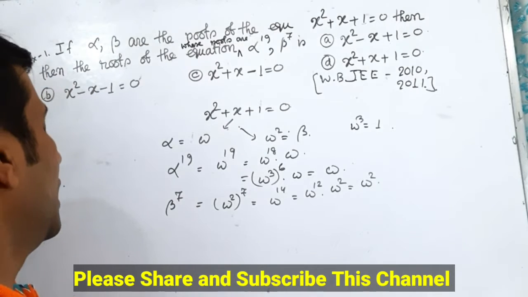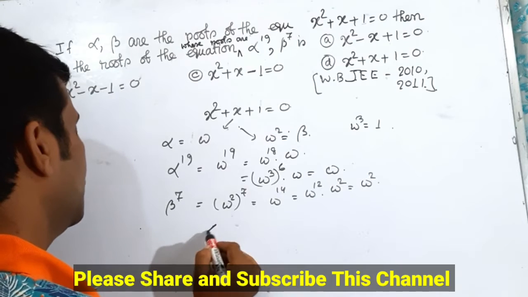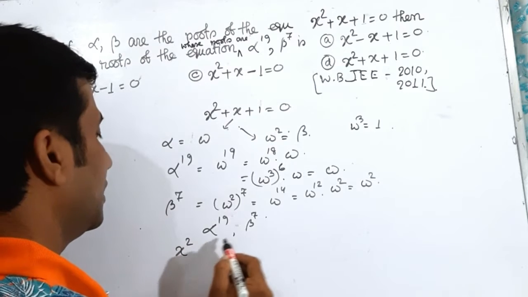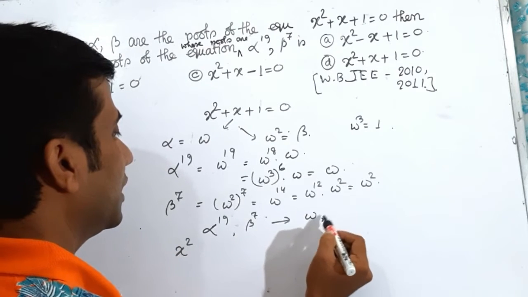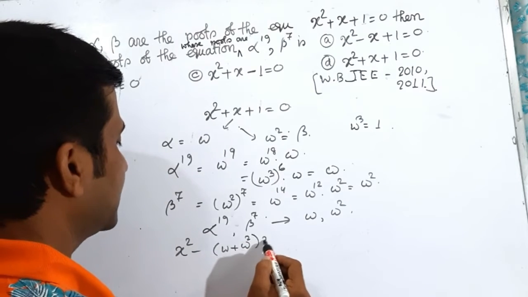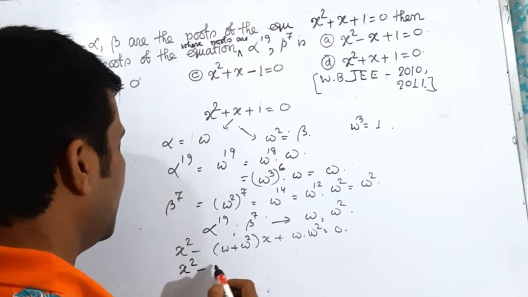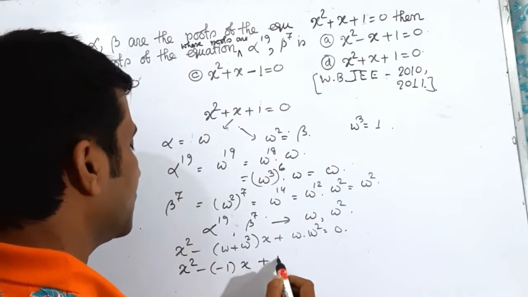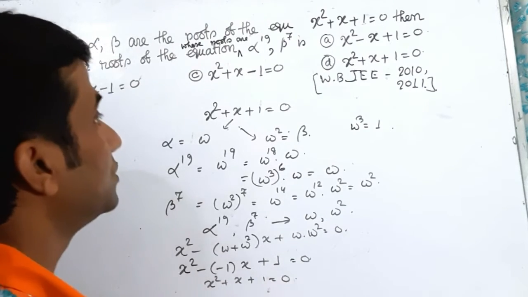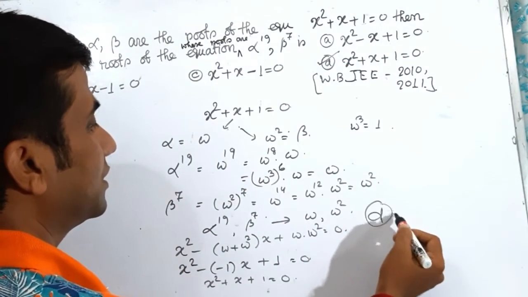So the equation whose roots are alpha to the power 19 and beta to the power 7, that means whose roots are omega and omega square, is x square minus omega plus omega square into x plus omega into omega square is equal to 0, that means x square minus minus 1 into x plus 1 is equal to 0, that means x square plus x plus 1 is equal to 0. So our required answer is D. D is the correct answer.